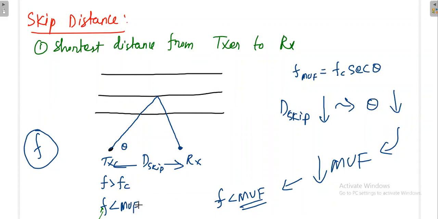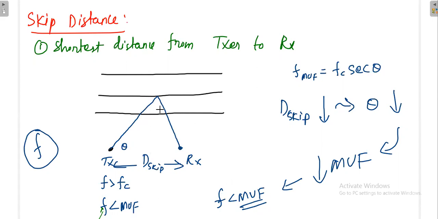Once I am not satisfying this condition, what will happen to this signal? Instead of reflecting from this layer at this angle, it will reflect from some other layer. Only if I follow this condition will this layer reflect my signal. Otherwise I am not satisfying this relation. Once I satisfy the relation, then only I will be here.